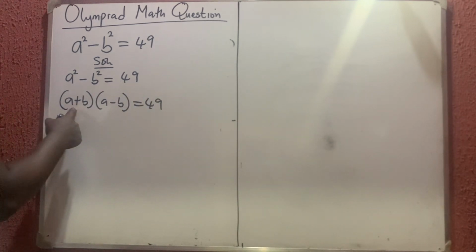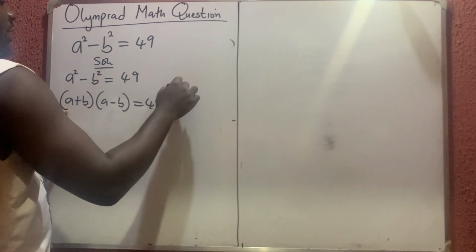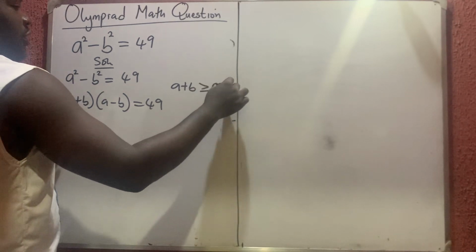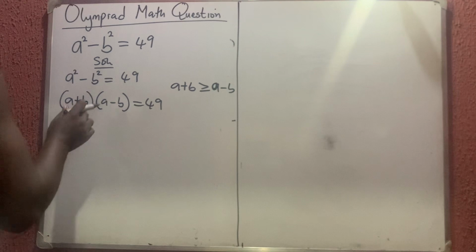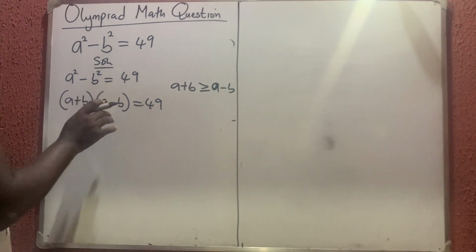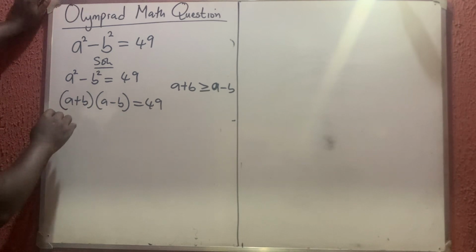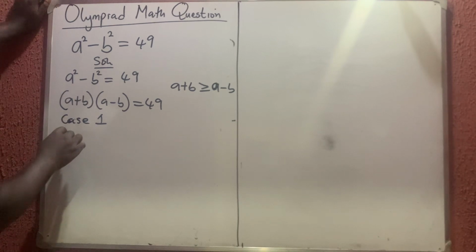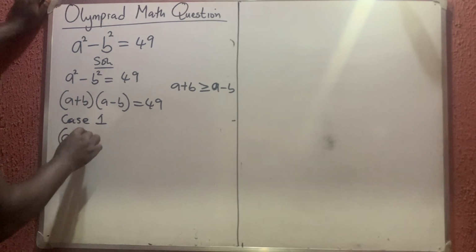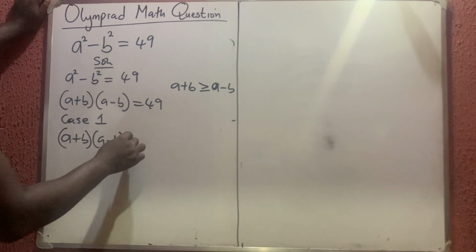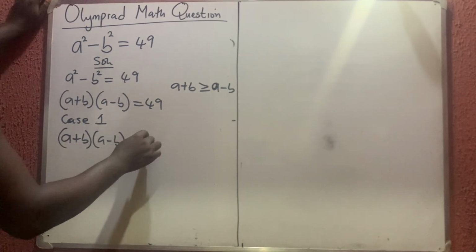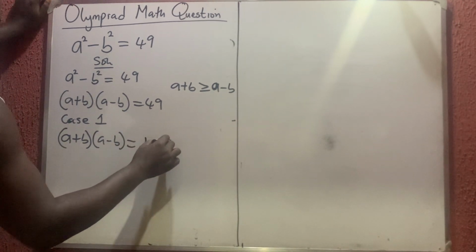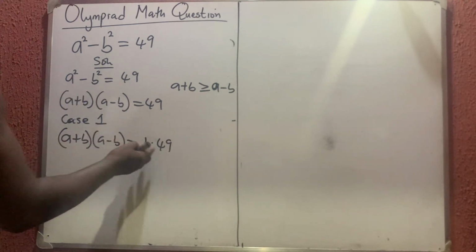49. Now, the relationship between these two, do you know that A plus B is greater than or equal to A minus B? Okay. So now, since we have the product of these two things, we are going to consider some cases. Case one is that A plus B into A minus B is equal to 49. Let me say 1 times 49.